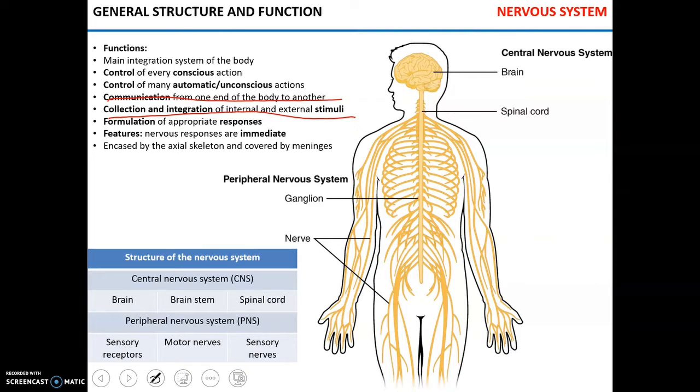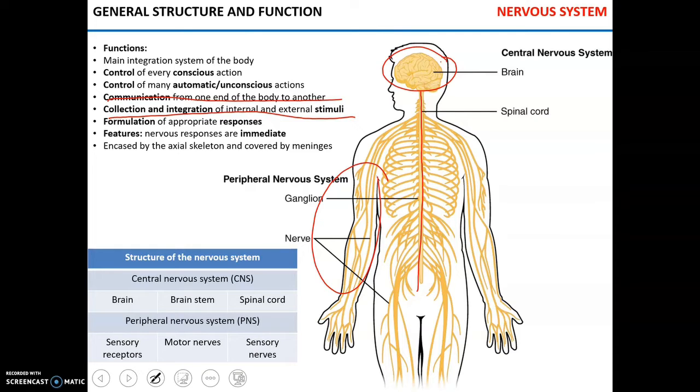Unlike in the case of the endocrine system, the responses of the nervous system are immediate. The endocrine system is another system that controls body responses, and its responses are more delayed and more long-living. So structurally, there are two parts of the nervous system: central, which consists of brain and spinal cord, and peripheral nervous system, which consists of peripheral nerves and various sensory receptors.